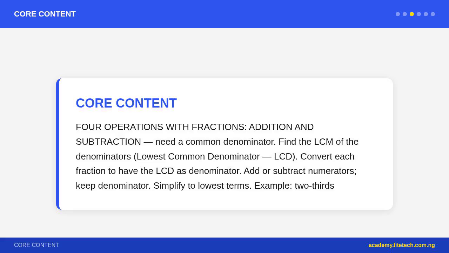LCD of 3 and 4, LCM equals 12. 2/3 equals 8/12, multiply top and bottom by 4. 3/4 equals 9/12, multiply top and bottom by 3. 8/12 plus 9/12 equals 17/12 equals 1 5/12.